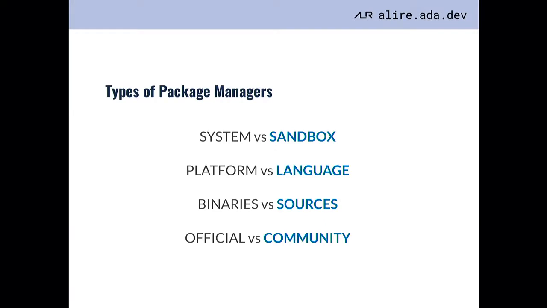We are doing it for the open source ADA compiler, which is GNAT. And so it's not intended to manage a platform or a system, but only to give you development for ADA. It works with sources. ADA is highly portable, so there is no pressure to distribute binaries. Everything is downloaded and compiled. And finally, it's a community effort in the sense that it's not sanctioned by any official ADA body. For example, Rust cargo is part of the tooling of the language officially. So that's where Alire is located.